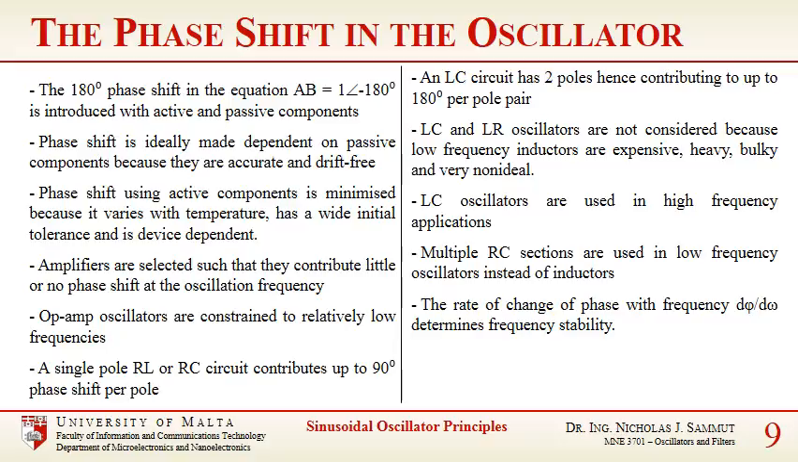Now if we look at the phase shift in the oscillator, the 180 degrees phase shift in the equation AB equals 1 with an angle of minus 180 degrees is introduced with active and passive components. Ideally the shift is made dependent on passive components because they are accurate and drift-free. The phase shift from active components is minimized because it varies with temperature, has a wide initial tolerance, and is device dependent. Also note that amplifiers are selected such that they contribute little or no phase shift at the oscillation frequency. The op-amp oscillators are also constrained to relatively low frequencies.